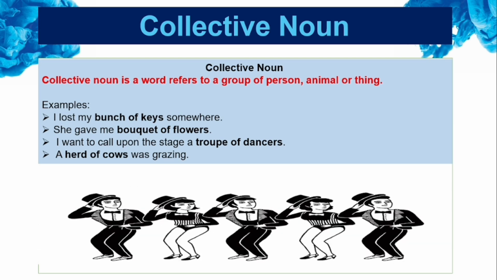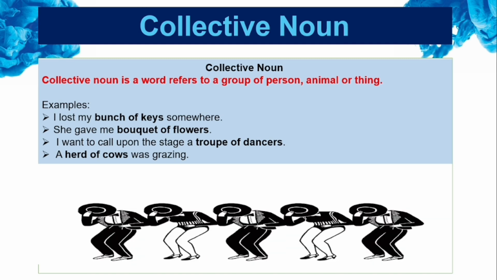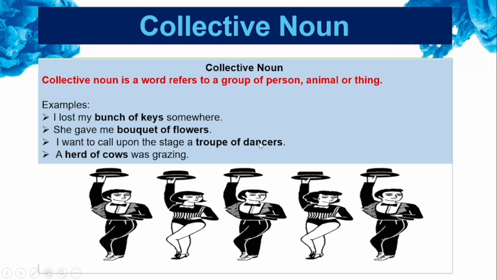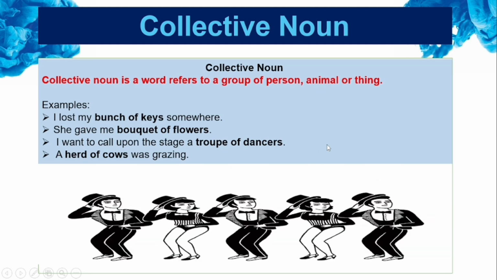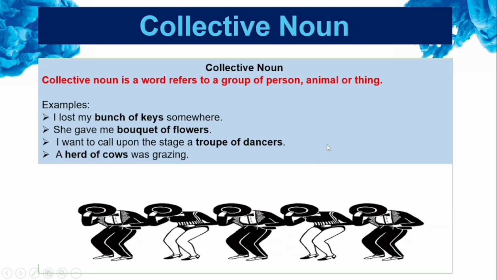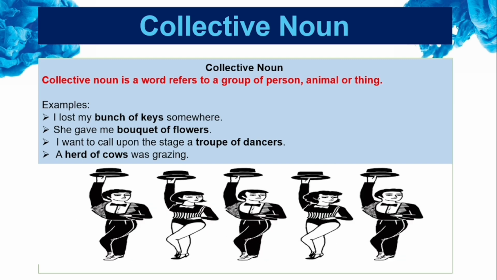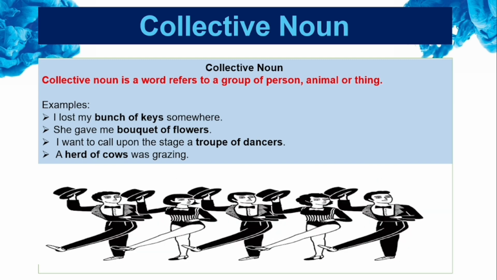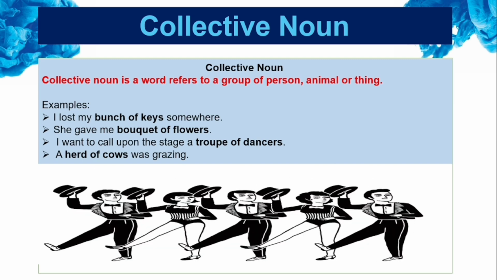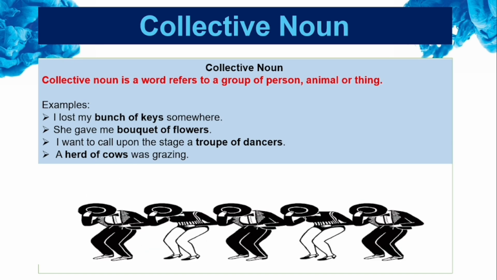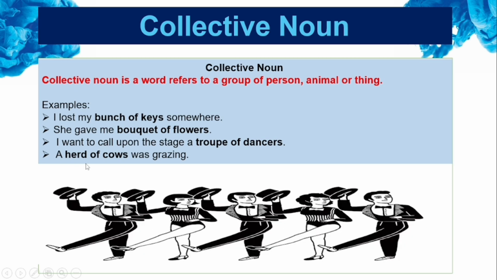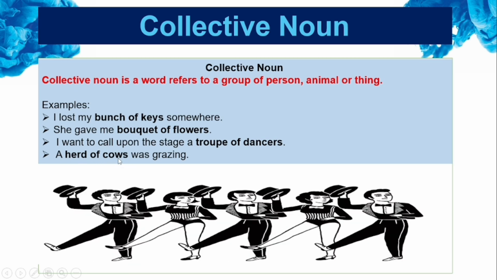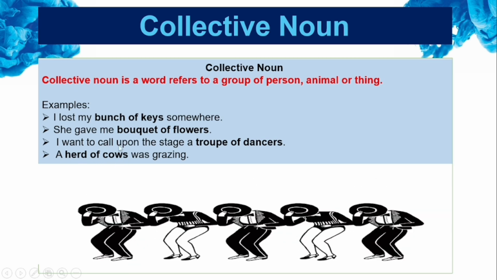The next is troop of dancers. As you can see in the picture also, there are so many dancers, of course more than two, right? They are dancing. So I can say that I want to call upon the stage a troop of dancers, and you can see my troop of dancers is dancing for you. So basically it's a group of dancers. The next is a herd of cows. So again it's a group. Herd is a group of cows, right, which was grazing.